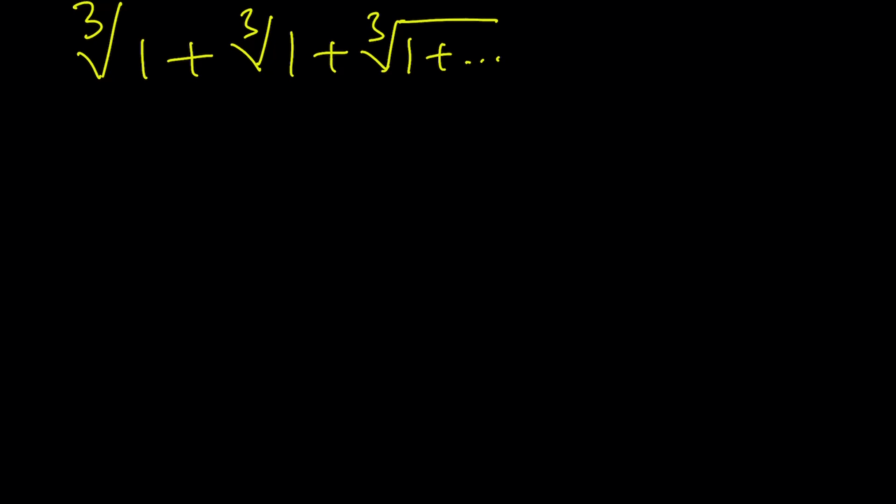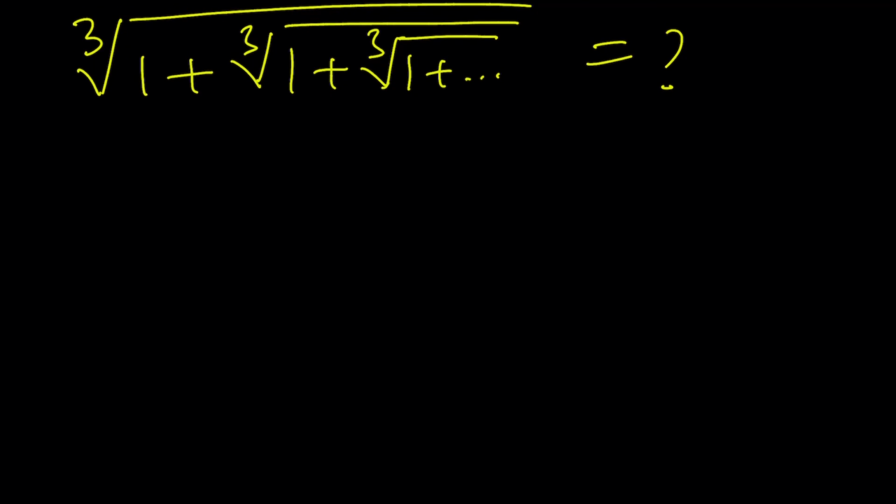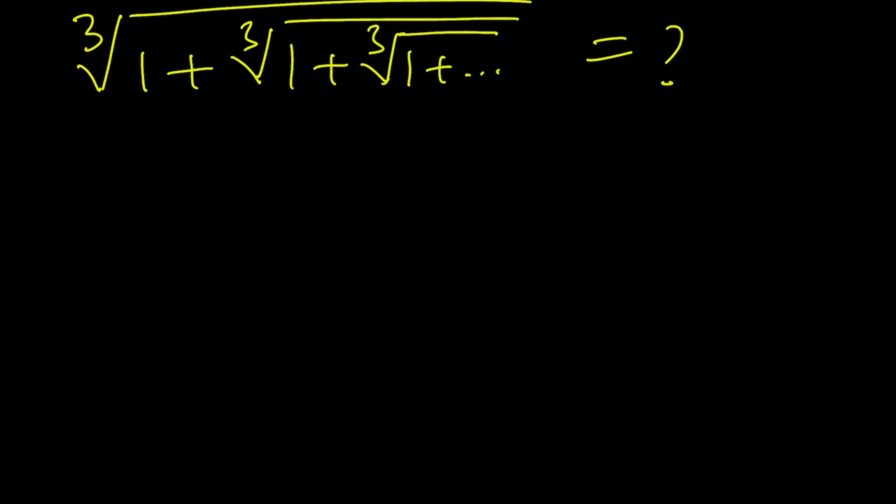All right, so let's go ahead and take a look at our expression one more time. We have the cube root of 1 plus the cube root of 1 plus the cube root of 1, dot dot dot. It goes on forever. Now, what is that equal to? We kind of saw the value approximately, right? It is an important constant, and I'll give you some links. Hopefully I don't forget. I'll share them down below.